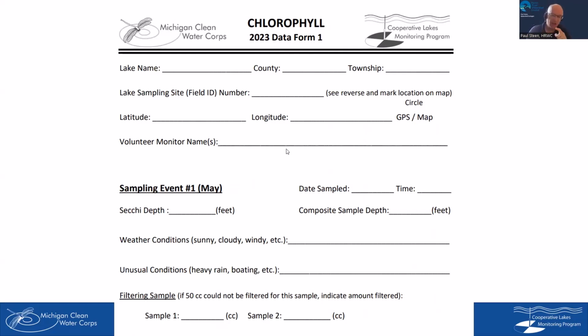We want you to fill out the lake name, the county, the township, the field ID. Remember, Eric mentioned every lake in our state will have one of these field ID numbers, your latitude and longitude, your name, and that will just be generic for your lake. And then when you actually go out and do the sampling, you'll fill out all of these sections for that particular day. And we'll talk about some of these blanks as we go along in the training.